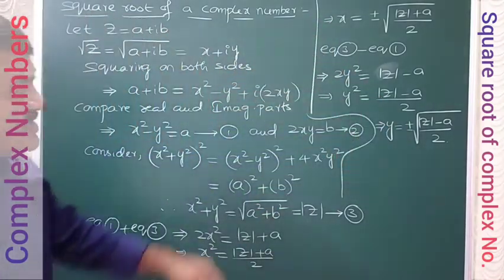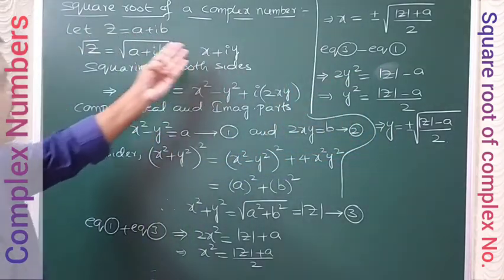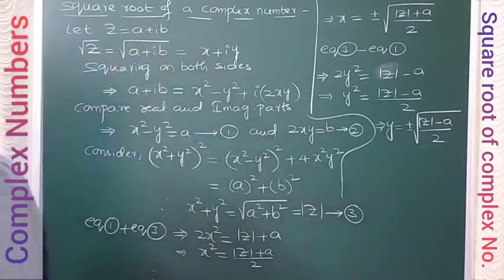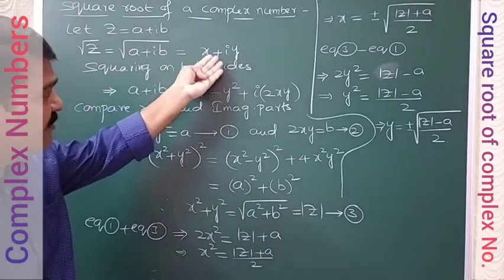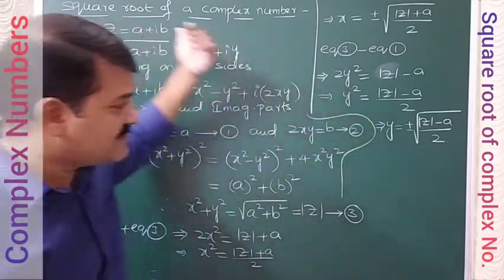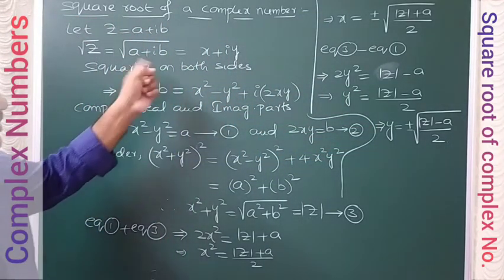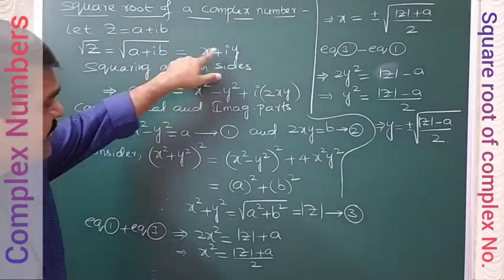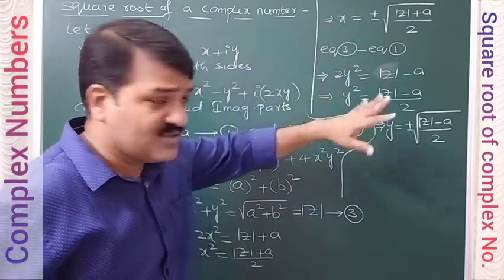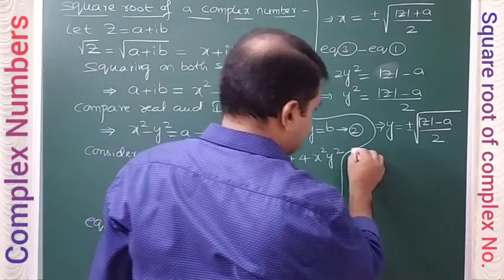So when you substitute x and y in this, that is nothing but the square root of a + ib. We assumed the square root of a + ib like this. Now we know what x is and what y is, so we can substitute here. Both x and y have plus or minus, so you can take the plus or minus common.